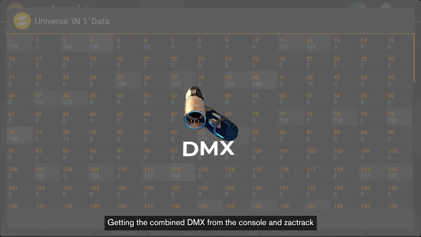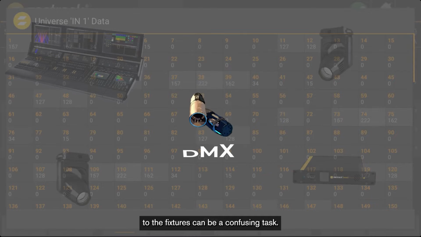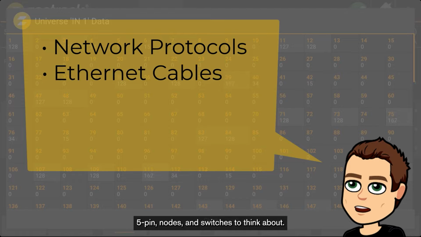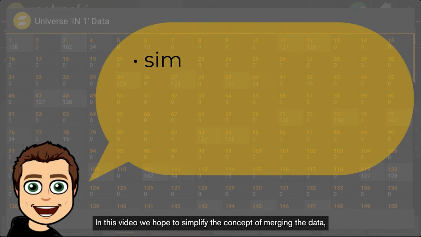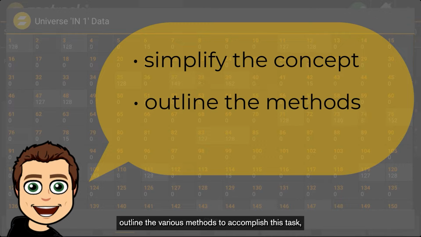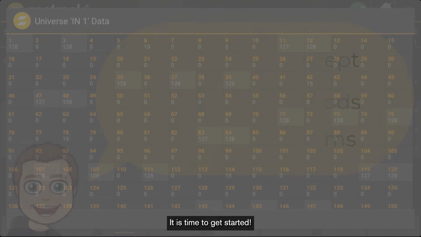Getting the combined DMX from the console and zactrack to the fixtures can be a confusing task. There are network protocols, Ethernet cables, 5-pin, nodes, and switches to think about. In this video, we hope to simplify the concept of merging the data, outline the various methods to accomplish this task, and demystify the terms we use along the way. It is time to get started.